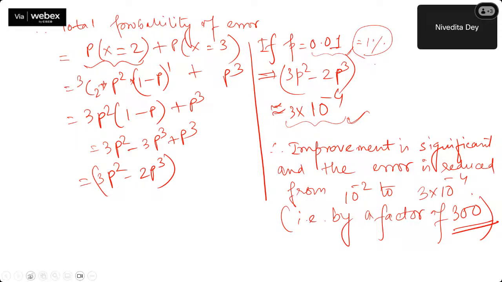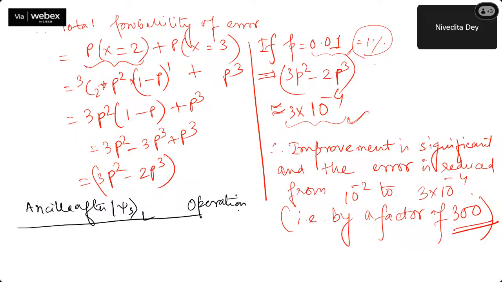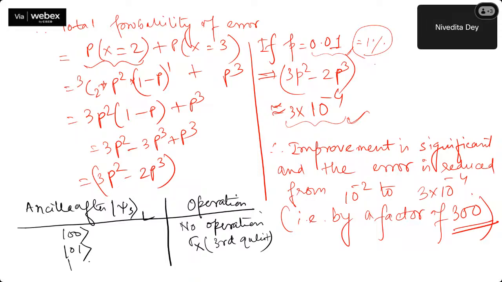What was the decision table? At phi 3L, let me write it this way, the ancilla and the operation it should be doing. If it is 0, 0, then no operation. Don't do anything. If the ancilla is 0, 1, then it's a sigma x on the third qubit. If it is 1, 0, then it is sigma x on the second qubit. And if I have 1, 1, the operation that I should be doing is sigma x on the first qubit.